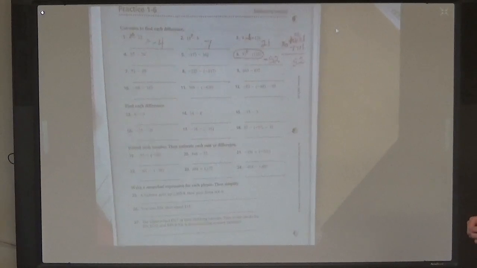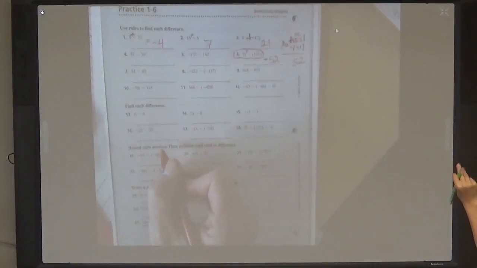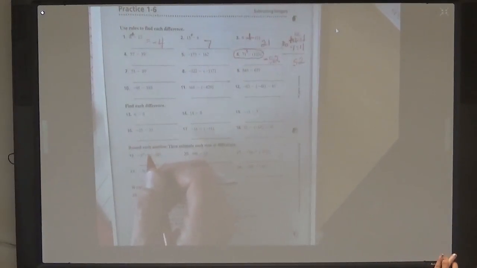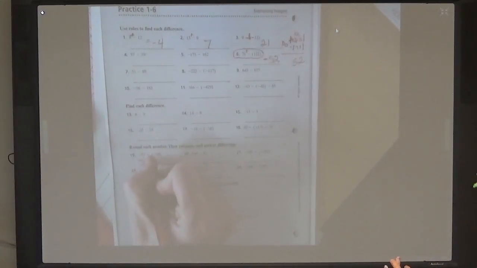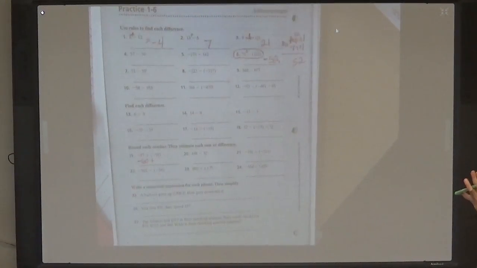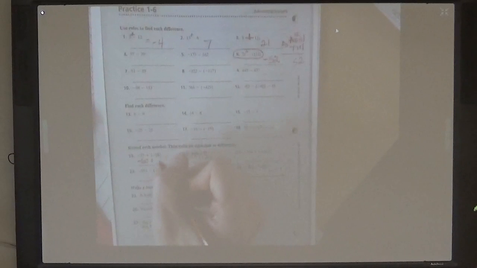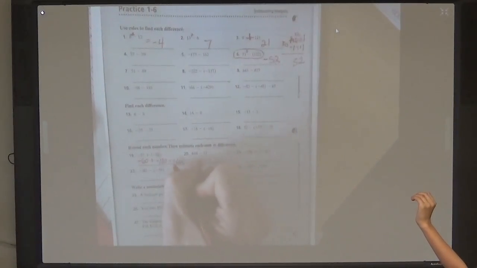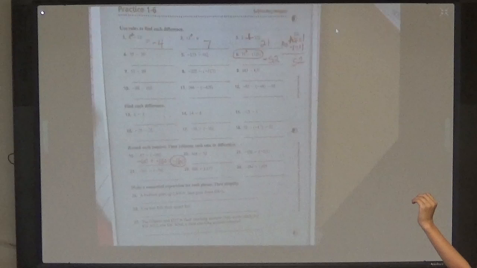Numbers 19 through 24 say estimate the sum or difference. So then use estimation. Negative 57 is close to negative what? The nearest 10. Negative 60 plus, and then negative 98 is close to negative 100, which is negative 160. Okay.